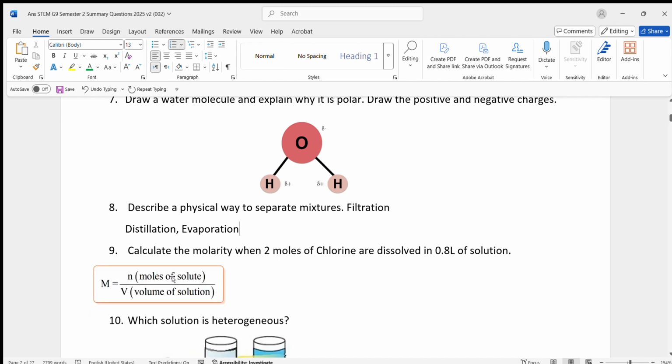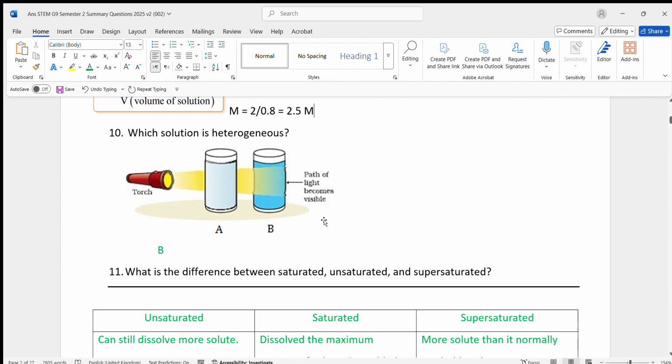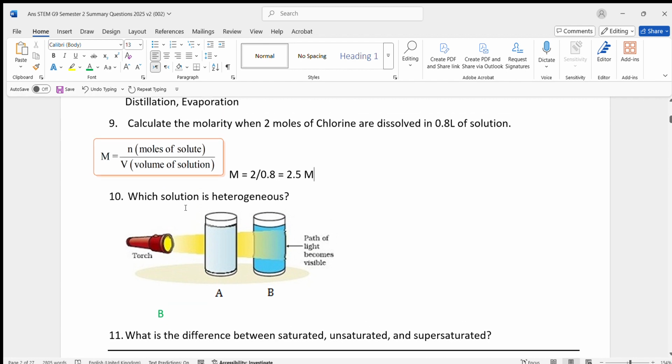Now question number 9, I already mentioned the formula here, which is the formula for molarity: number of moles of solute divided by volume in liters. So molarity is equal to the number of moles given, 2, divided by 0.8, and when you use a calculator, I'm sure you get the answer 2.5 molar, which is the unit of molarity. Now here are straightforward questions, question number 10: which solution is heterogeneous?